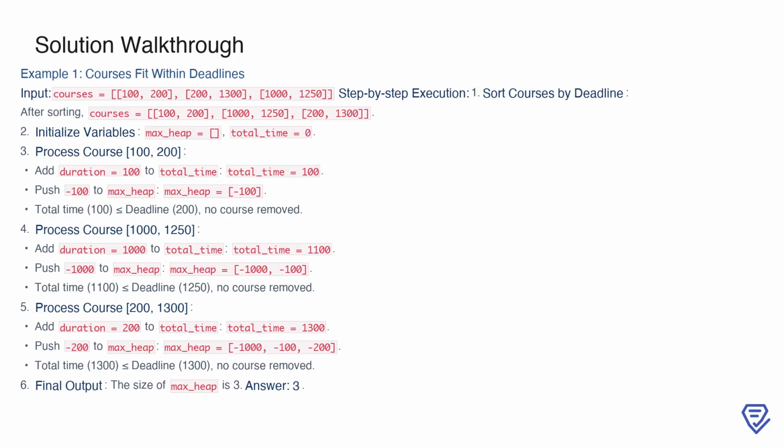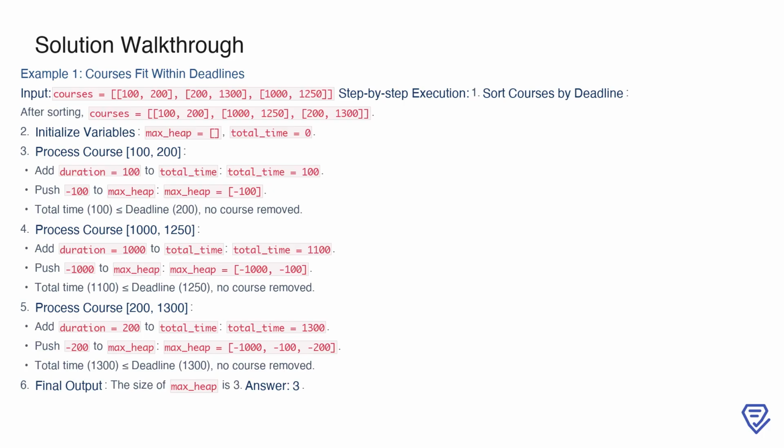Similarly, for the second course with a duration of 1000 and a deadline of 1250, we add its duration, update the total time to 1100, and push the negative of the duration into the heap. Again, the total time is within the deadline, so no courses are removed. Finally, for the third course, we add its duration of 200 to the total time, making it 1300, and push its negative duration into the heap. The total time still fits within the deadline, so no courses are removed.